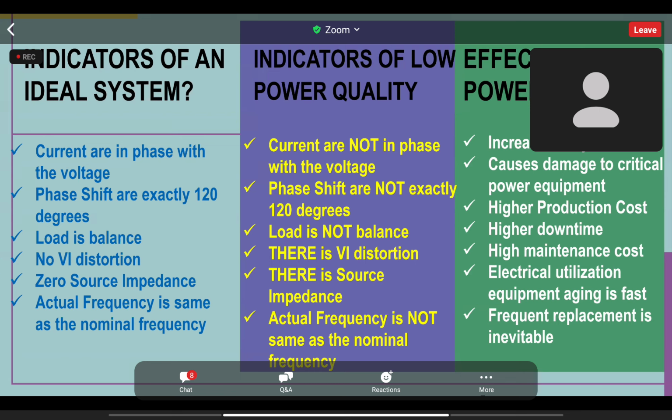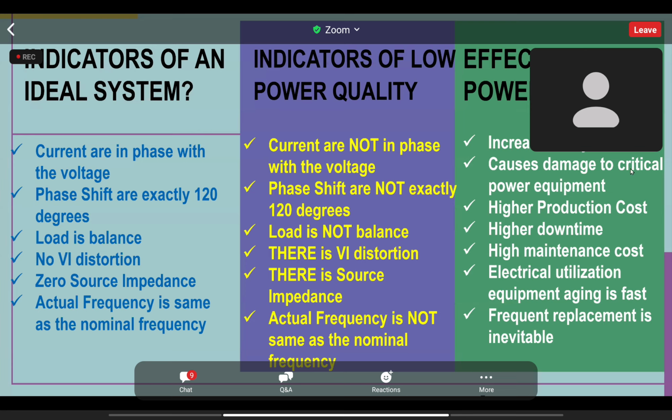So what are the factors and indicators that we can say that our system has a low power quality? So number one, current are not in phase with the voltage. So there is a power factor due to some load characteristics. Phase shift not equivalent to 120 degrees with respect to each other. Load is not balanced. There is distortion for the voltage and current. The source impedance is not zero. Actual frequency is not the same as the nominal frequency. So that's the problem of our system on the actual condition.